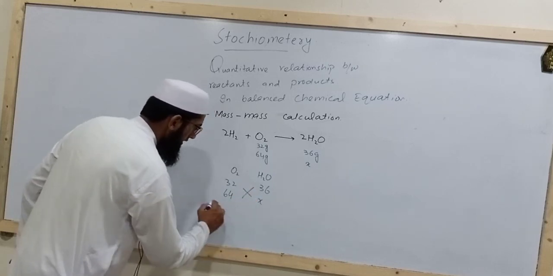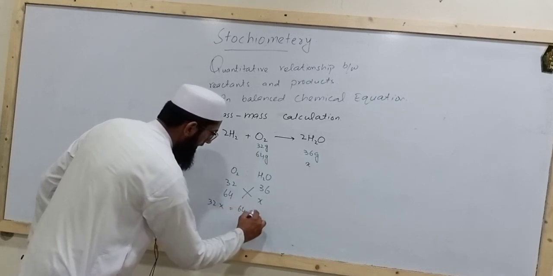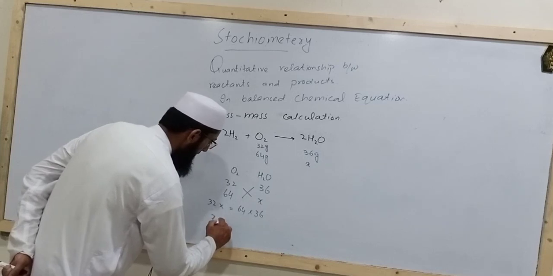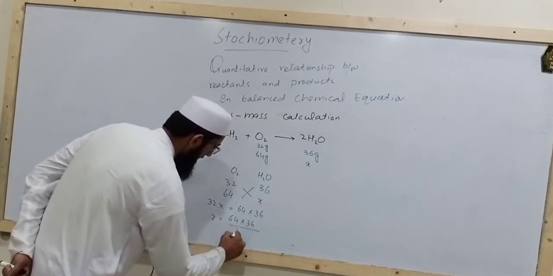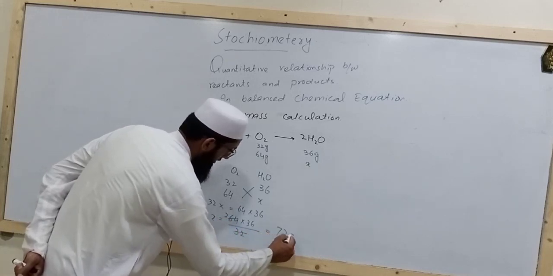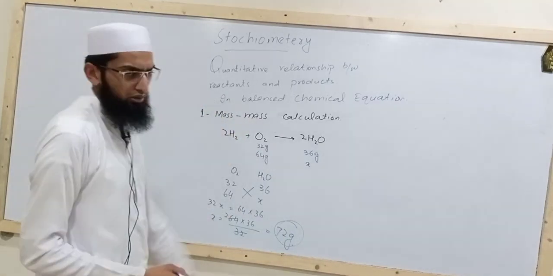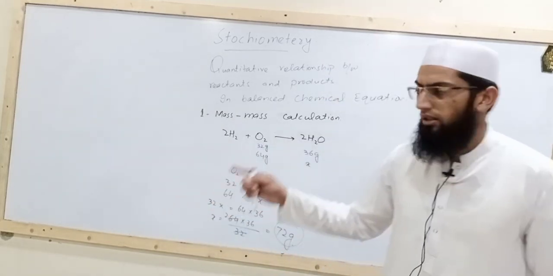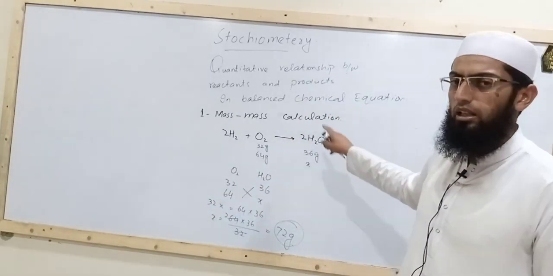Let it be x. Cross multiplication: 32x is equal to 64 multiplied by 36, and x will be equal to 64 multiplied by 36 divided by 32, 1 time, 2 time, and it will be 72 grams. So this is the mass to mass calculation. It means if we know the mass of one substance, we can find the mass of another substance in stoichiometry. But we need to know the balanced chemical equation first.